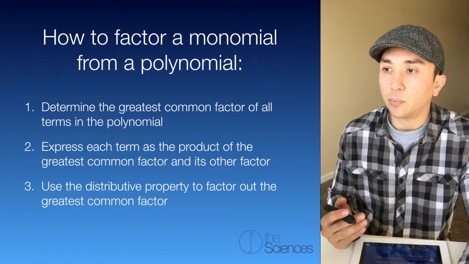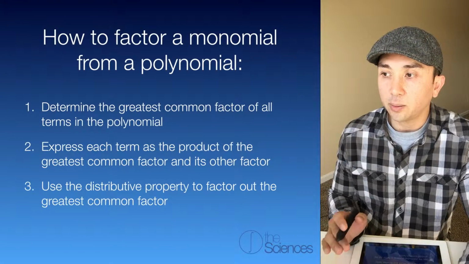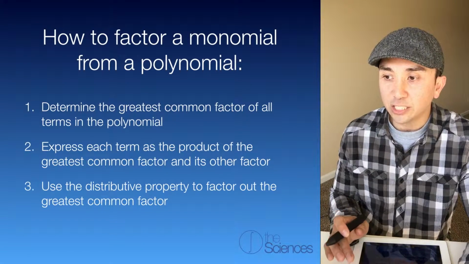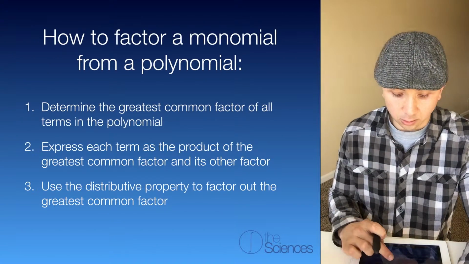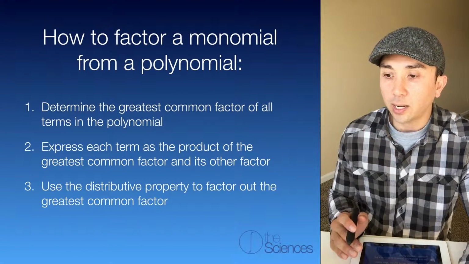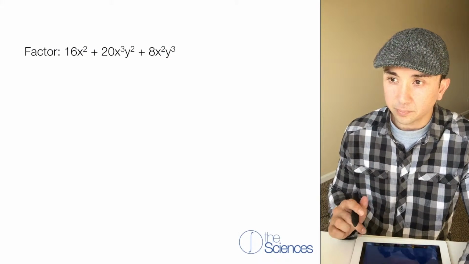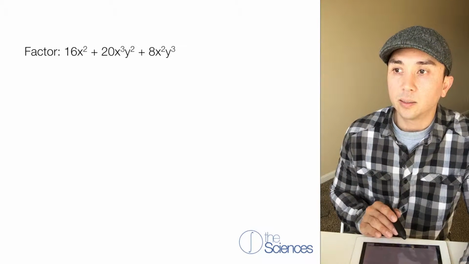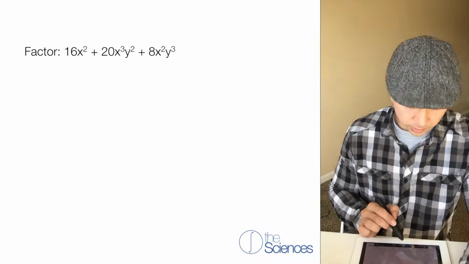Now here's how to factor a monomial from a polynomial. First, you're going to determine the greatest common factor of all terms in the polynomial. You're going to express each term as the product of the greatest common factor and its other factor. And then you're going to use the distributive property to factor out the greatest common factor. So let's do an example. Let's factor 16x squared y plus 20x cubed y squared plus 8x squared y cubed.